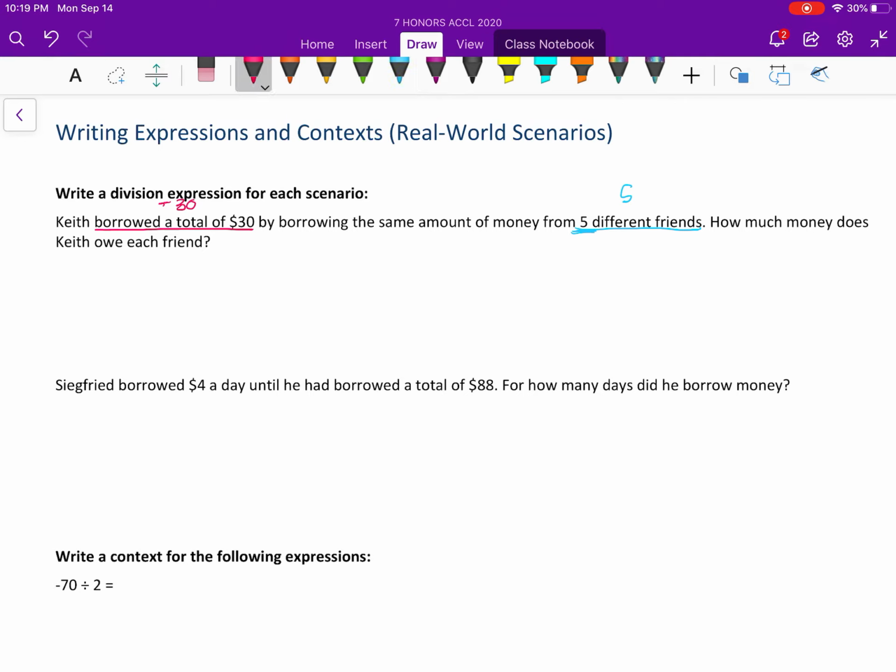How much money does Keith owe each friend? Okay, so this is the other one that's going to be negative. So we're going to start off with he's in debt $30, and he divides that debt equally amongst his 5 friends. This is how you would write the expression. You can easily solve that, and you would find out that he owes $6 to each friend. But right now we're just looking at the expression.